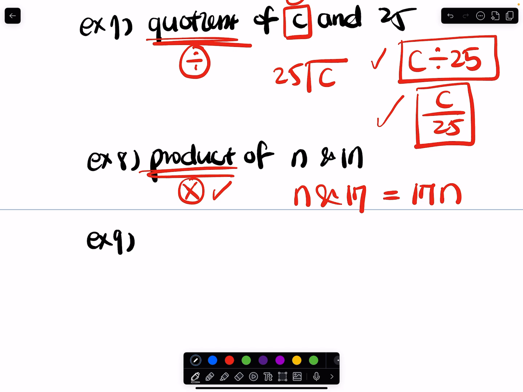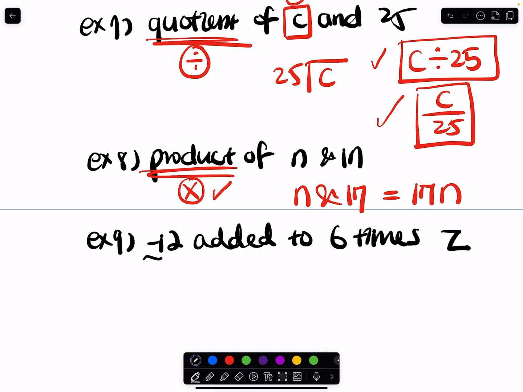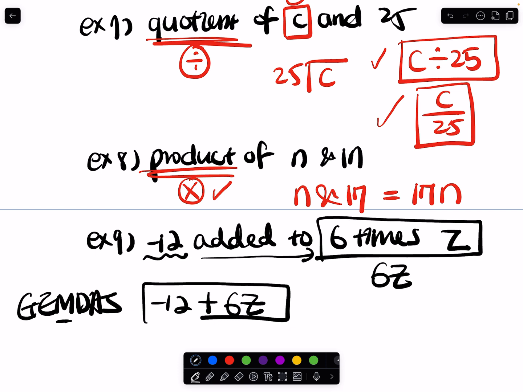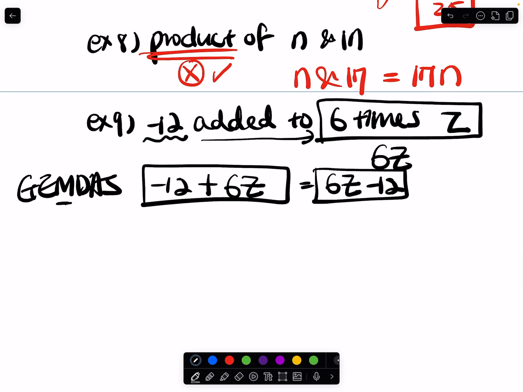Next, example 9. Negative 12 added to 6 times z. Negative 12 added to 6 times z. We're following the order of operations. You are adding negative 12 to what? 6 times z. 6 times z is 6z, isn't it? Right? So, negative 12 plus 6z. I'll take that. Which is the same as 6z minus 12. I will take that too. Okay? Either one is fine.